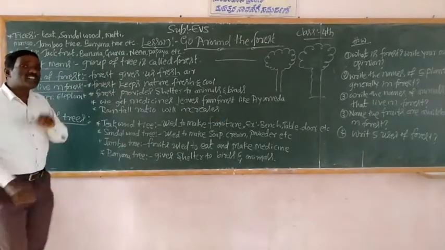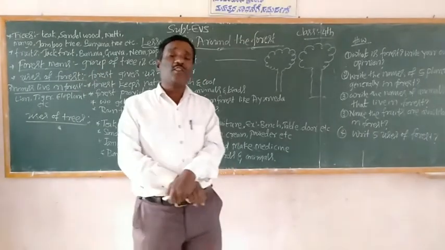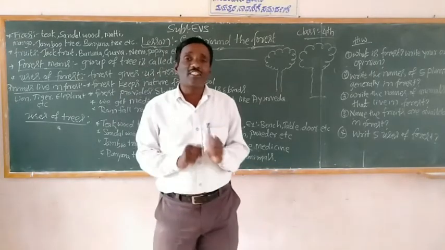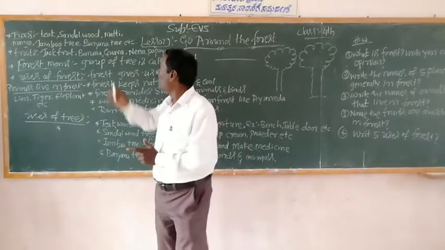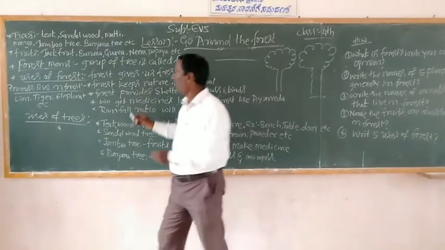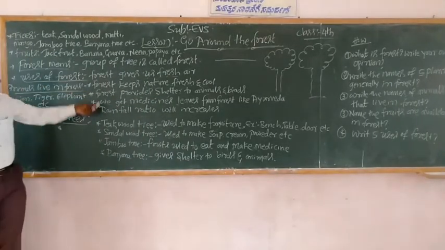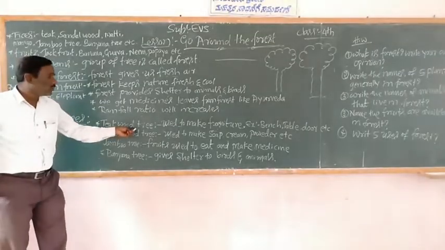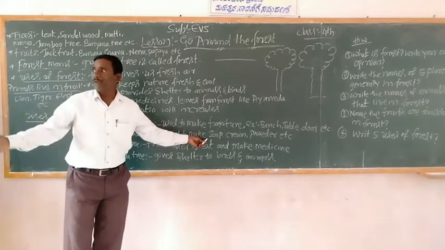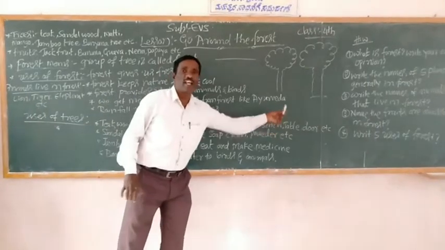Next, the uses of forest trees. What are the uses of forest trees? Yes, friends, you tell me. Forest trees are like teakwood, sandalwood, mati, etc. For example, the teakwood tree is used to make furniture: desk, table, door, window, bench, etc.